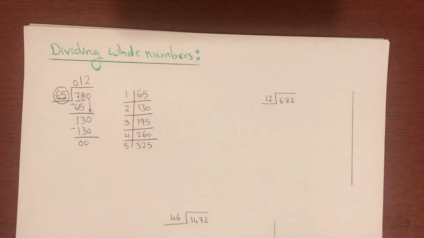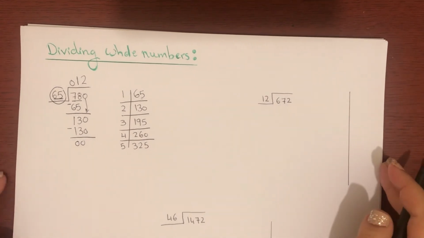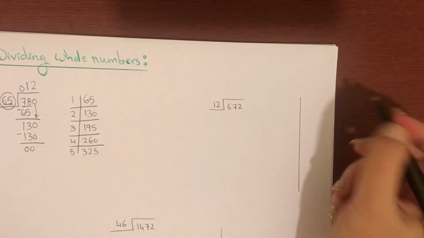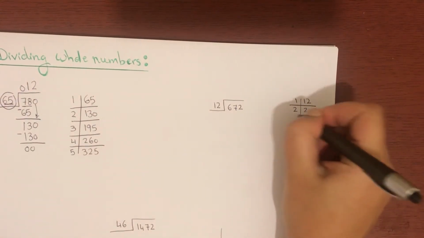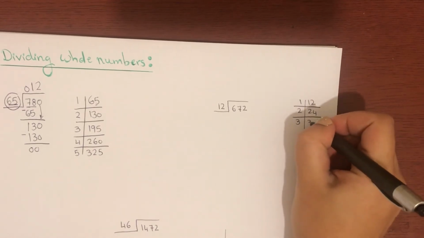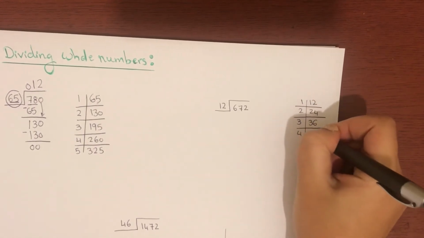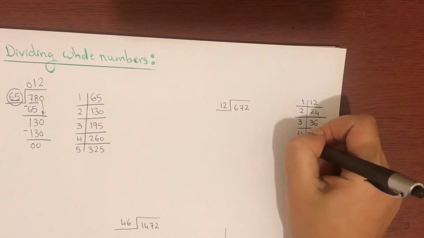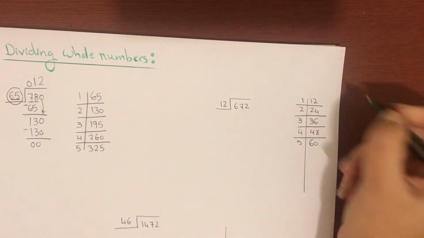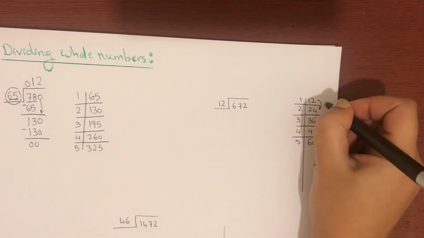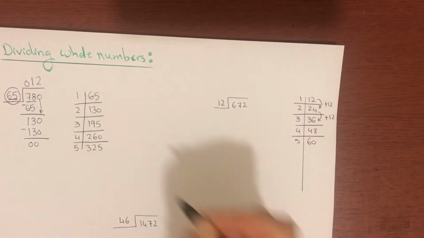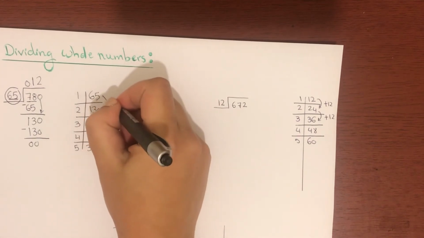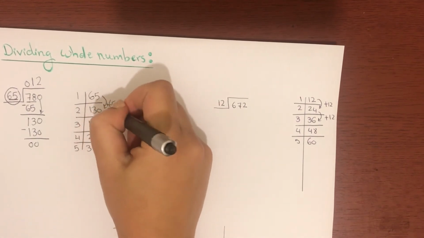Then I will subtract, and that will leave me with no remainder. Let's try another example. Right here we're dividing 672 by 12. And like we said, we're going to start with the t-chart. 1 times 12 is 12. 2 times 12 is 24. 3 times 12 is 36. 4 times 12 is 48. 5 times 12 is 60. So as you can see, I'm really just adding 12 as I go. And here I was just adding 65 to get from one step to the next.